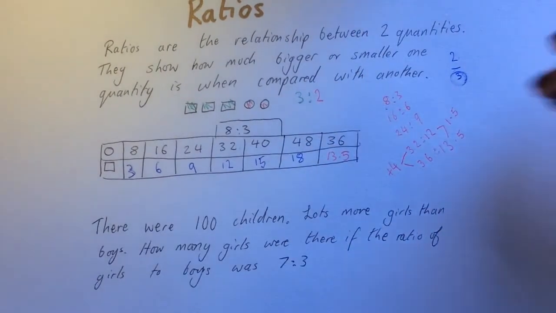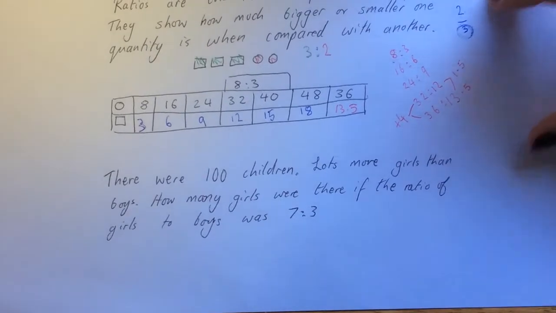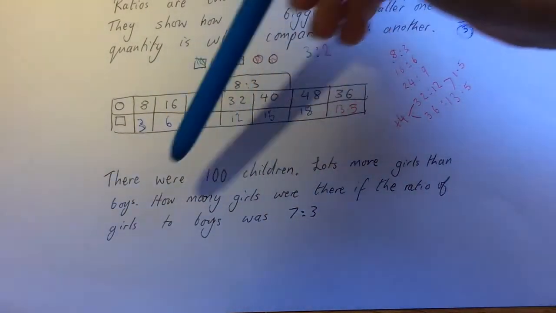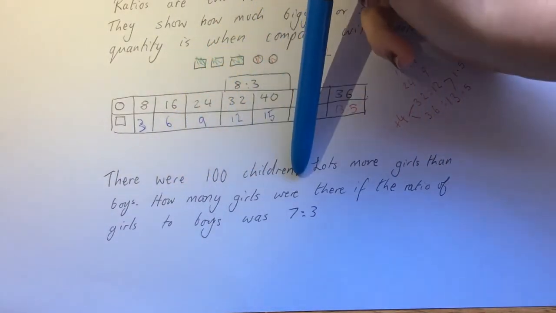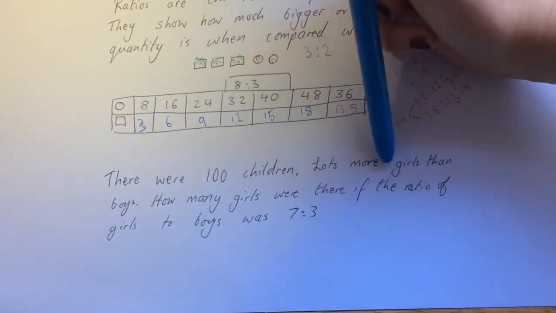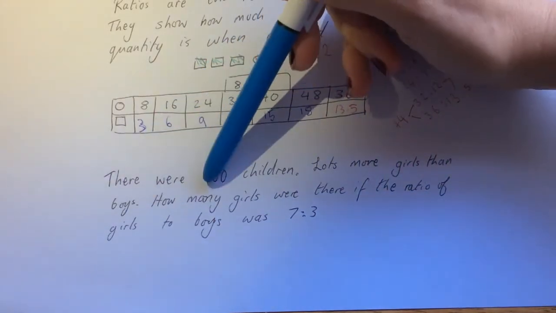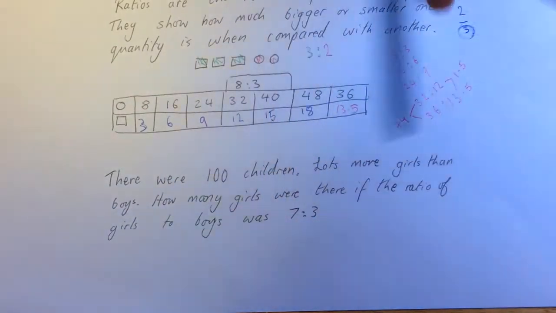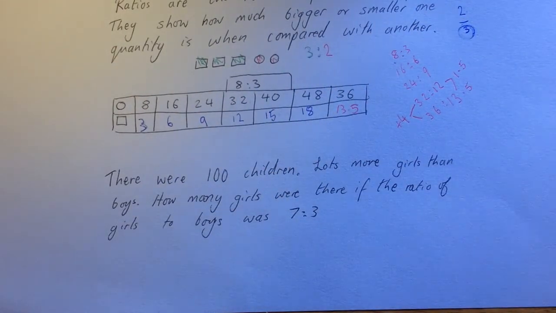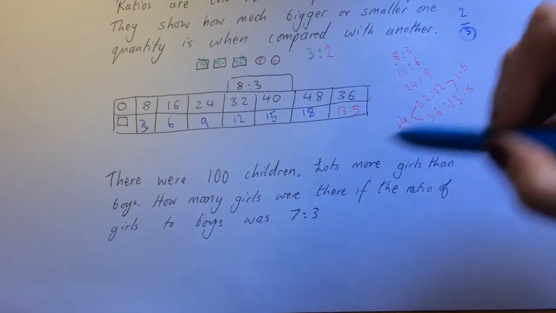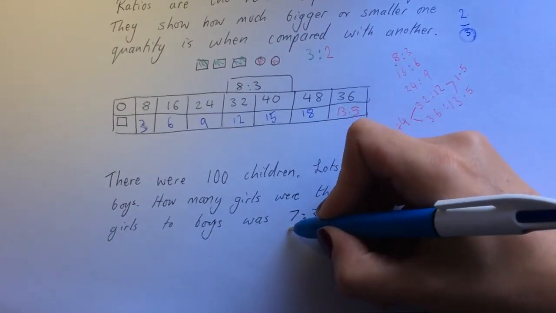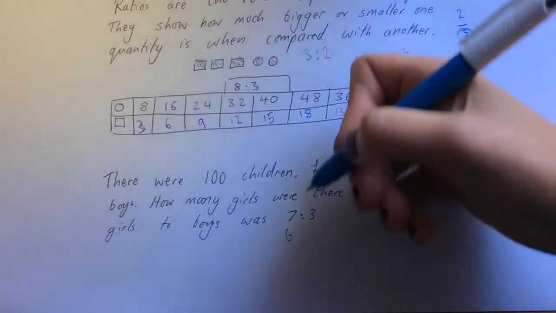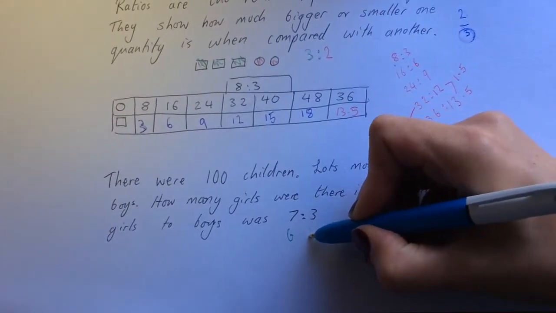Okay, alrighty. So now we're going to look at this worded problem. There were 100 children in total. Lots more girls than boys. How many girls were there if the ratio of girls to boys was 7:3? So first of all, you might be thinking, well, there's lots more girls than boys, so the 7 has to be girls and the 3 has to be boys.